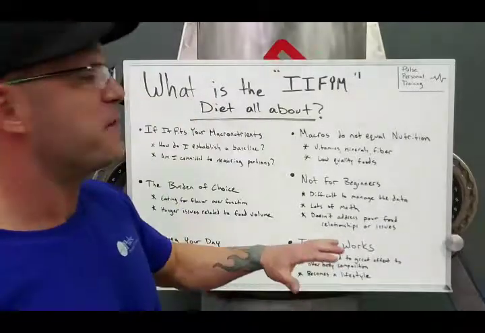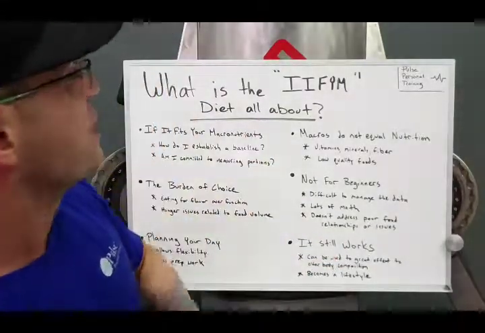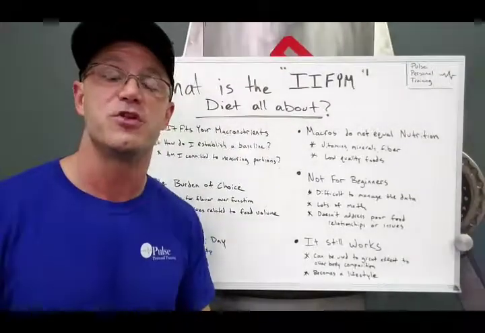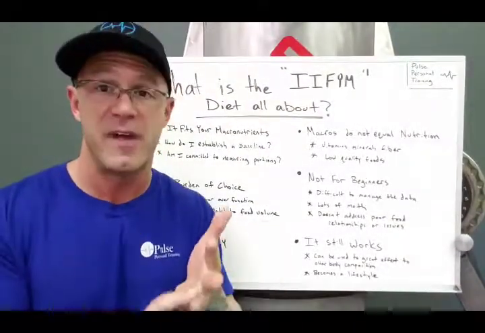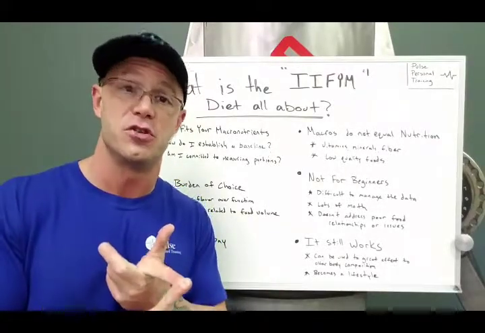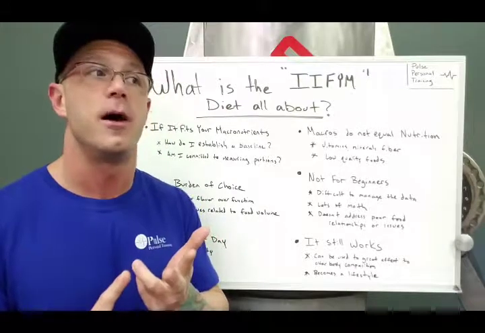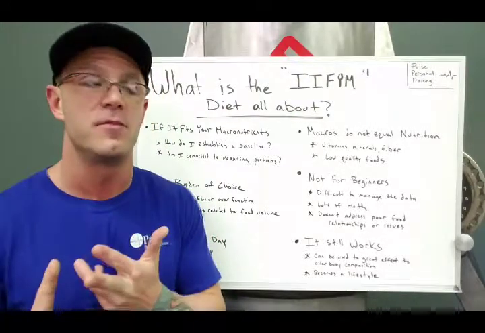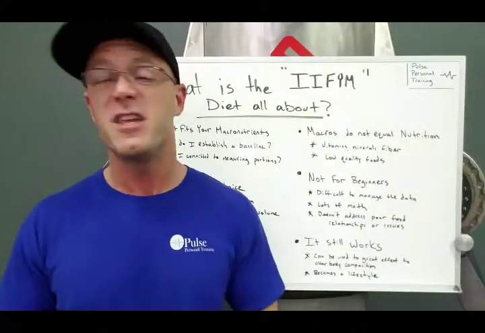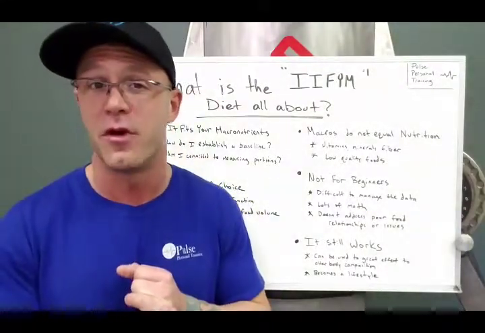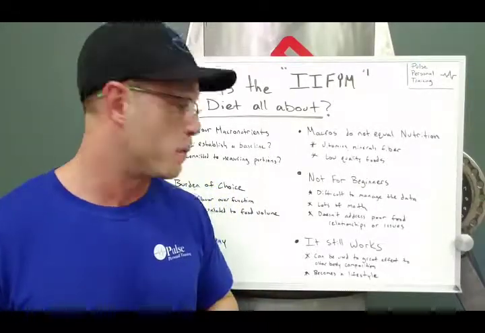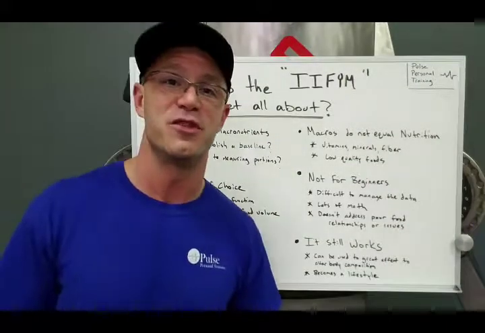So, if it fits your macros, what is the If It Fits Your Macros diet all about? It's about tracking your macronutrients. It's about keeping track of your proteins, your carbohydrates, and your fats. It's about maintaining those ratios in a way that allows you to move your body composition the direction you want. And it's about consistency. I would say it's about being able to be consistent in all of the applications that we just talked about. It's also about being able to fit in foods that you may not think about when you're on a diet, because if you're very dedicated to the math, you can get away with a lot of stuff.